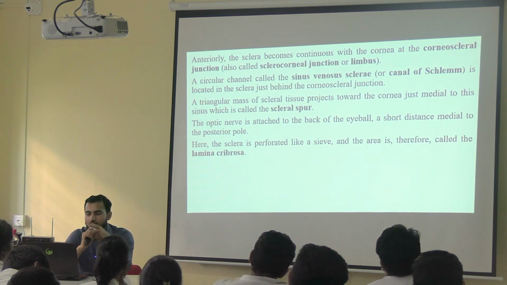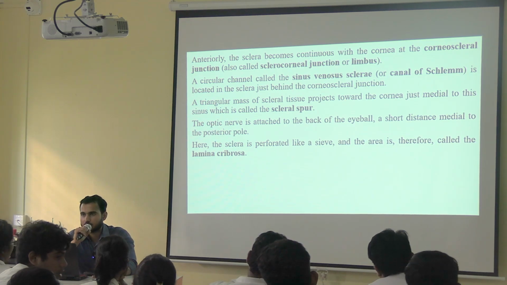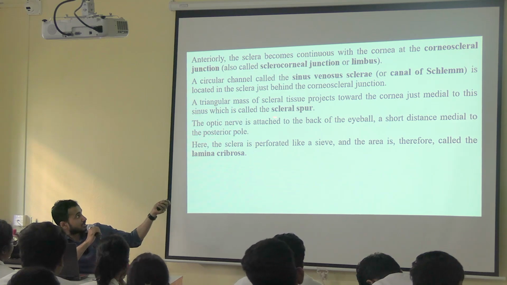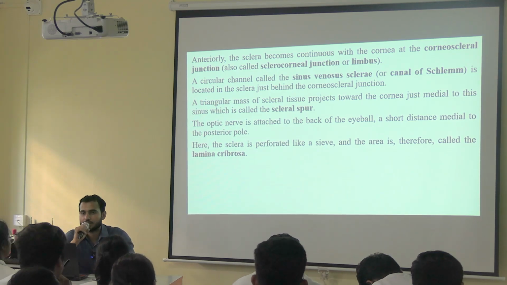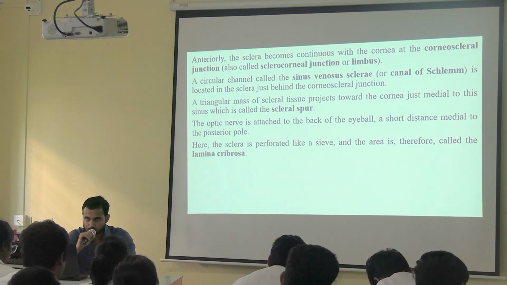Okay. Next, medial to the Canal of Schlemm, a triangular shaped scleral tissue is present, and it is called the scleral spur. Okay, as you can see, the scleral spur. This also helps in the movement of the aqueous humor, a very important structure.